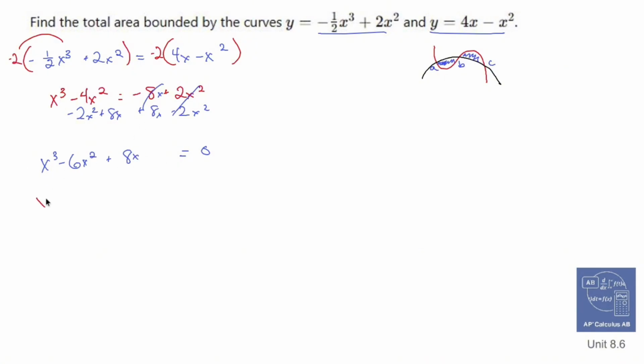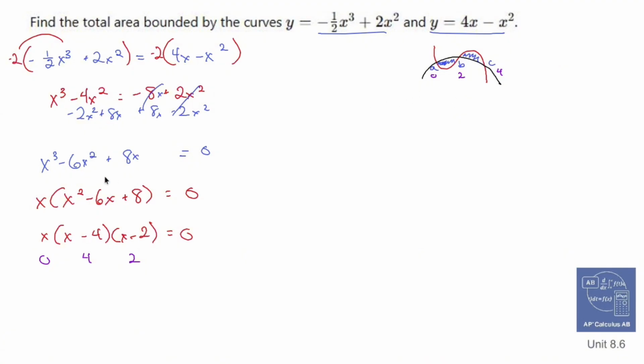What can I do? Well, I can factor out an x. When I factor out an x, that leaves me with x squared minus 6x plus 8 equals 0. That factors out to x minus 4 times x minus 2. So my magic numbers, and therefore my points of intersection, are going to be 0, 4, and 2. So 0, 2, and 4 in that order.